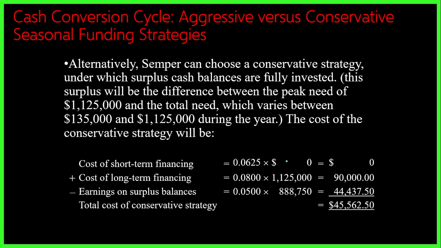Is there short-term financing? None. Why? Because we are using the conservative strategy. All the requirement will be supported by long-term financing, so we have no short-term financing. Cost of long-term financing: you have 1,125,000, so that is what we will borrow, at 8%. But then you will have a surplus. Where does this surplus come from? You remember 990?